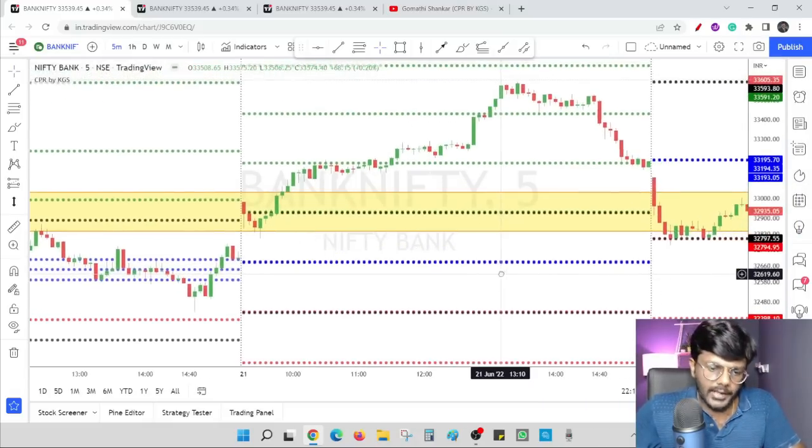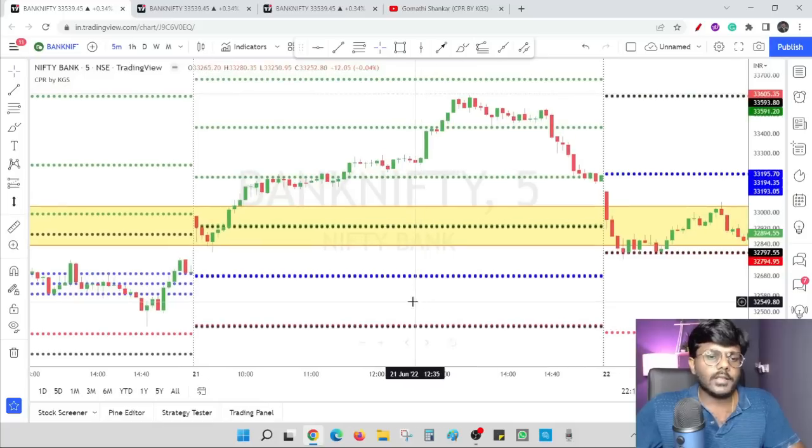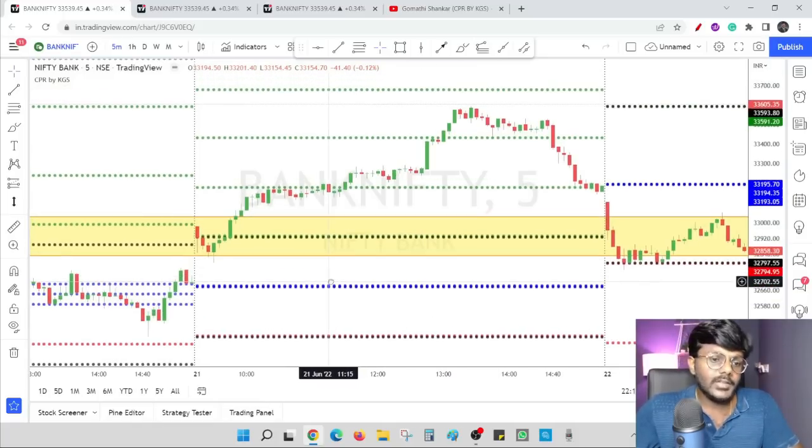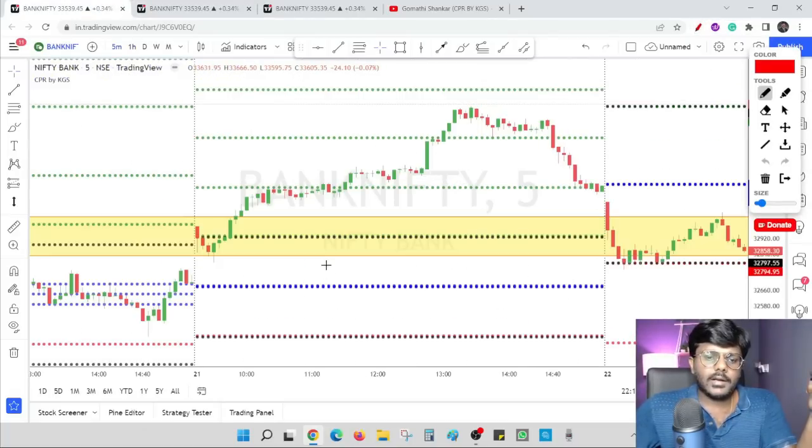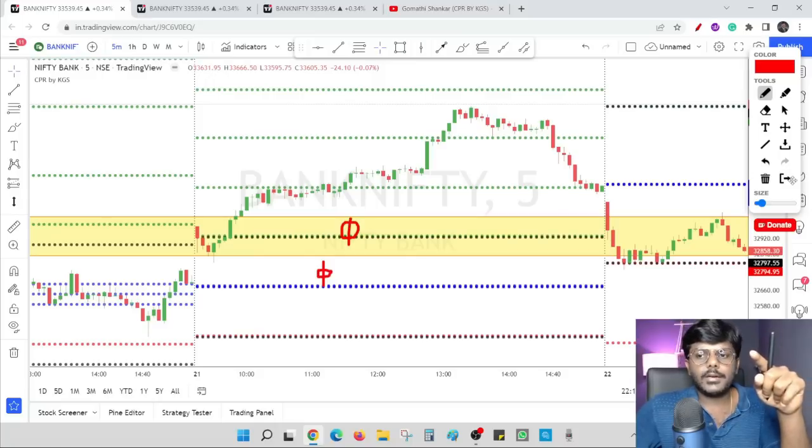Now on the next day, 21st June, the price is coming above weekly CPR. The price is above daily CPR. I said earlier, if the prices are coming above daily CPR I will take a long. That is a low probable trade. If prices are breaking R1 and previous day high, I will take a long. That is a high probable trade, I told, right?